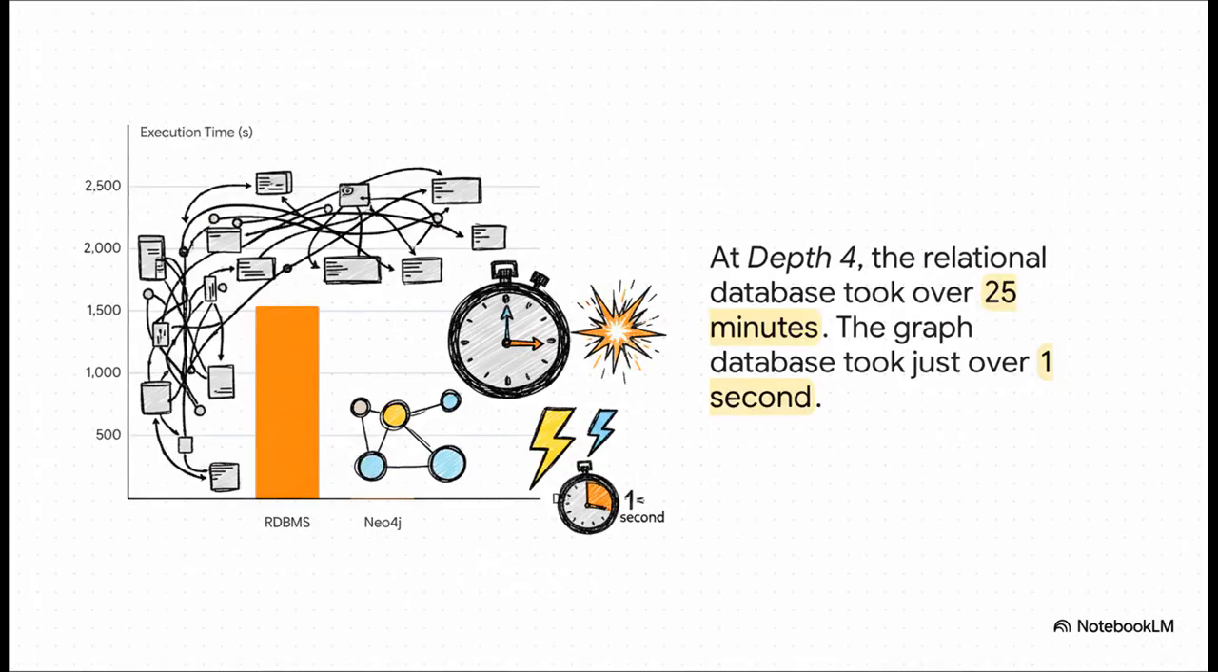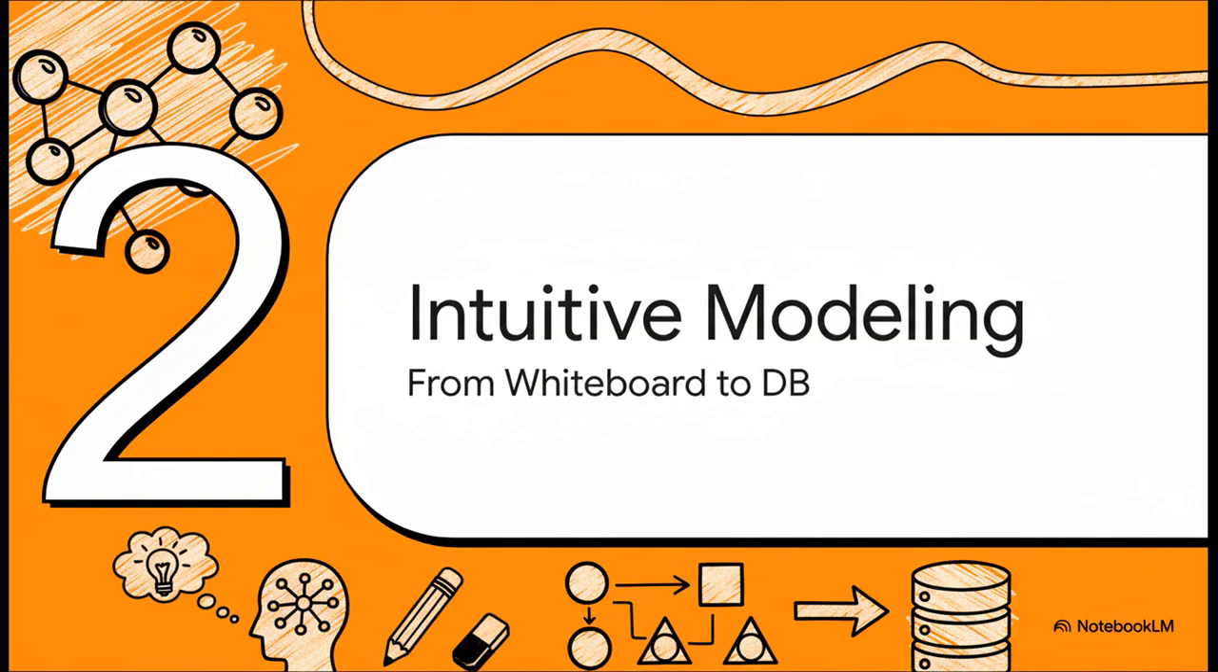And this chart just hammers the point home. Let's zoom in on that depth 4 query. The relational database took over 1,500 seconds. That's more than 25 minutes for one query. The graph database? It answered the exact same question in just over a second. That right there is the difference between a real-time application and an overnight batch job. So you have to be asking, how is that even possible?